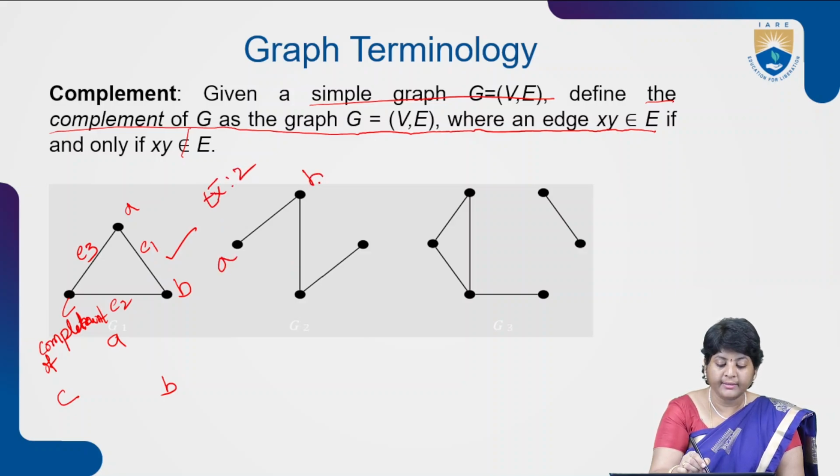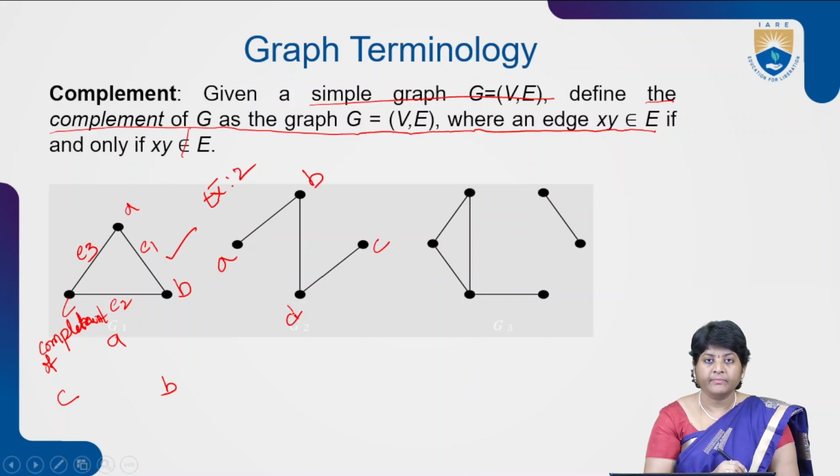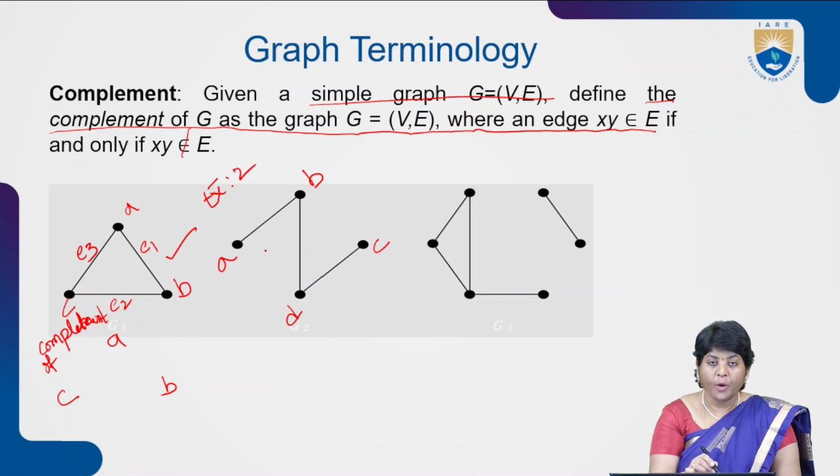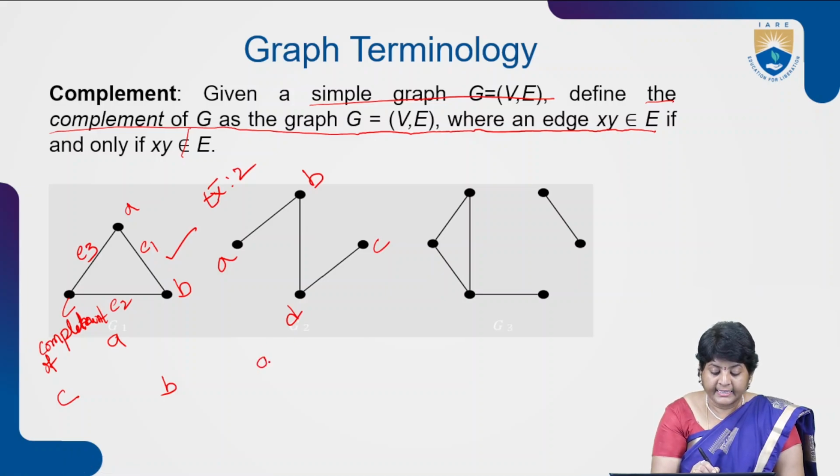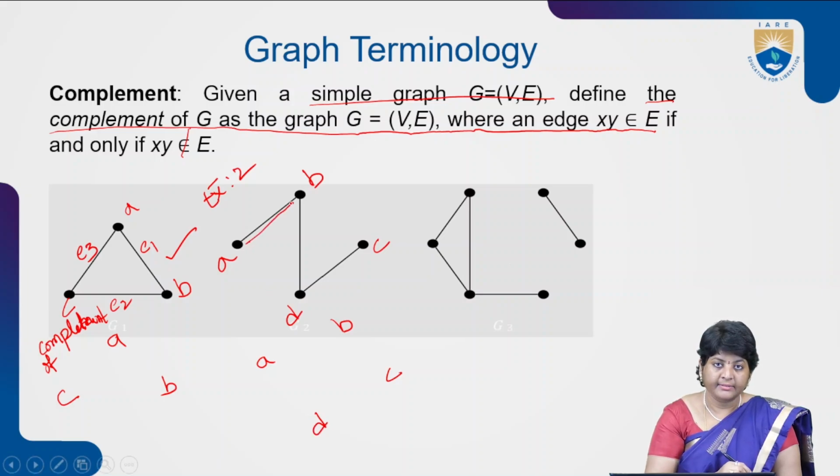Here 4 vertices are there, A, B, C, D. Now the complement of the given graph. We will take the vertices A, B, C, D, and now we will analyze. A to B, a connecting edge is there. We should remove that connecting edge. We should not draw that connecting edge.